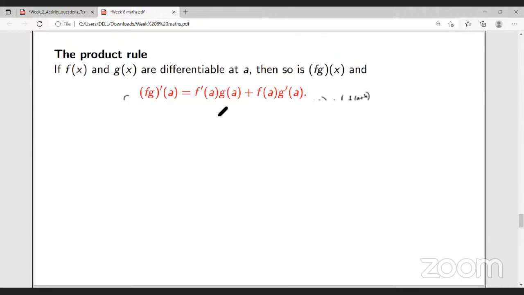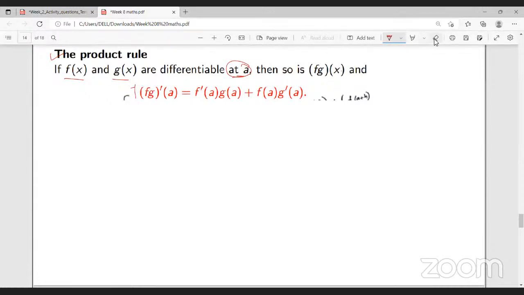Now this is the important thing, that is the product rule. Product rule, quotient rule, and the chain rule. Okay, if f of x and g of x are differentiable at a, then so is fg of x. So there is a product rule. In the 11th and 12th, you must have learned about UV rule, right? The same as UV rule only. So let us discuss one example.